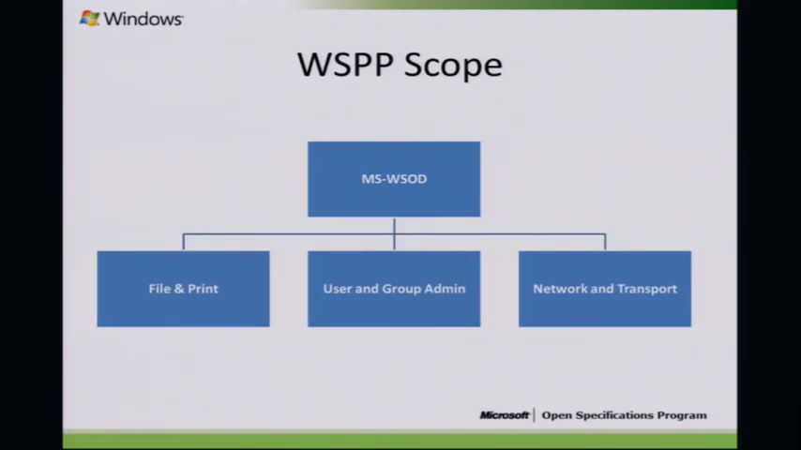That's me just reiterating. So WSPI wasn't completely server to server. It was file and print, using group admin, network and transport. Okay, it was sliced slightly. I always try and figure out, well, what does that chop out? And it chopped out a bunch of media-related stuff and some other things. That's about it, though.